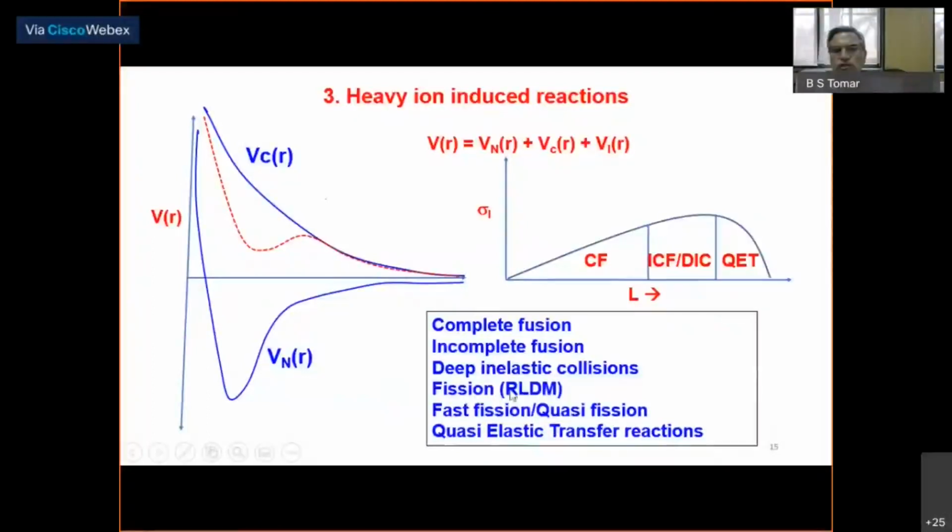And as a consequence of this RLDM, there is another mechanism called fast fission. That means the fission barrier of the nucleus becomes zero. So for a particular angular momentum, the fission barrier becomes zero, and higher L values undergo fast fission. Then there are quasi fission and quasi transfer reactions. We don't have to go into details of these different reactions, but this itself is a subject of study. Many of the participants, as I can see, are actually involved in this kind of study. I could see from the questions they raised in the last lecture that some of them are doing studies of this type.